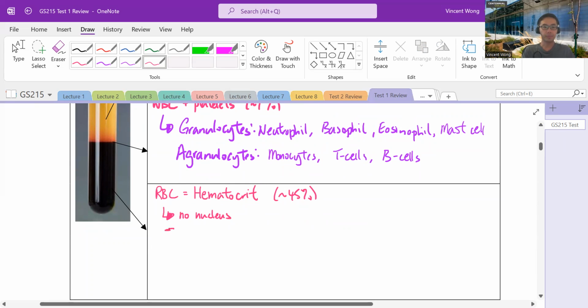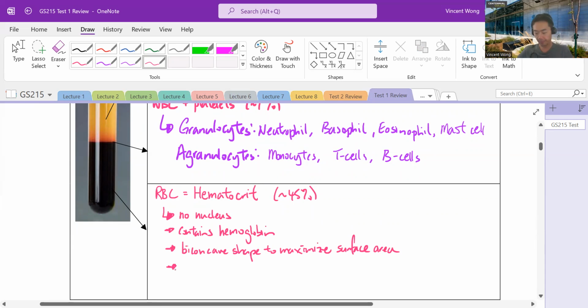Okay, they contain hemoglobin, which of course transports oxygen. They have a biconcave shape to maximize surface area. What's another feature that you could think of? Anybody?